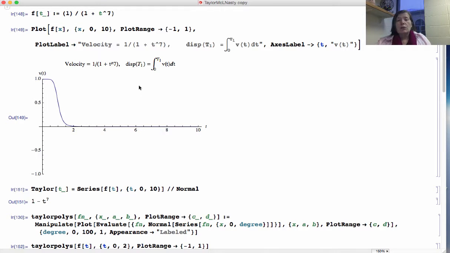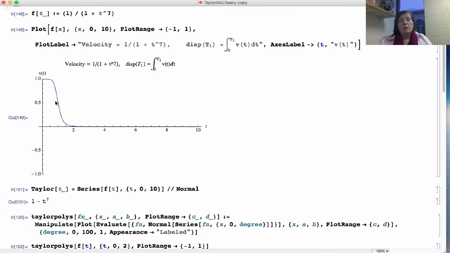Then we know from Calc 1 that the displacement at time t1 is the integral from 0 to t1 of this velocity function with respect to t. And now we know that the formal way to go about integrating this function is to use partial fractions. And this is rather difficult because it's a 7th degree polynomial in the denominator.